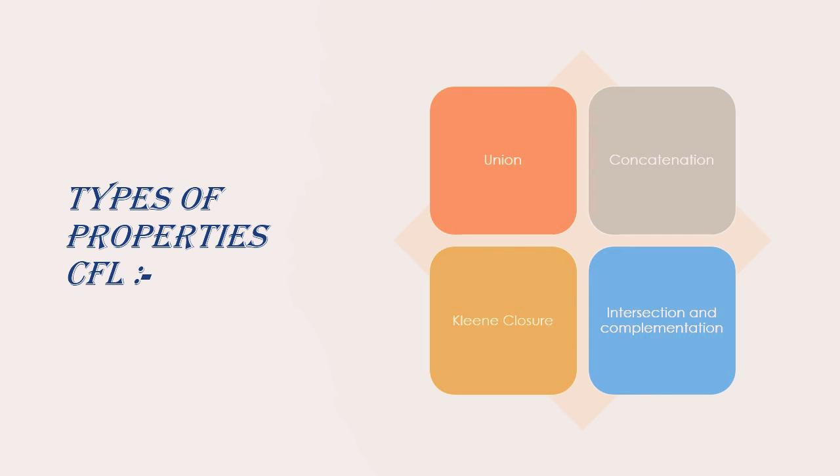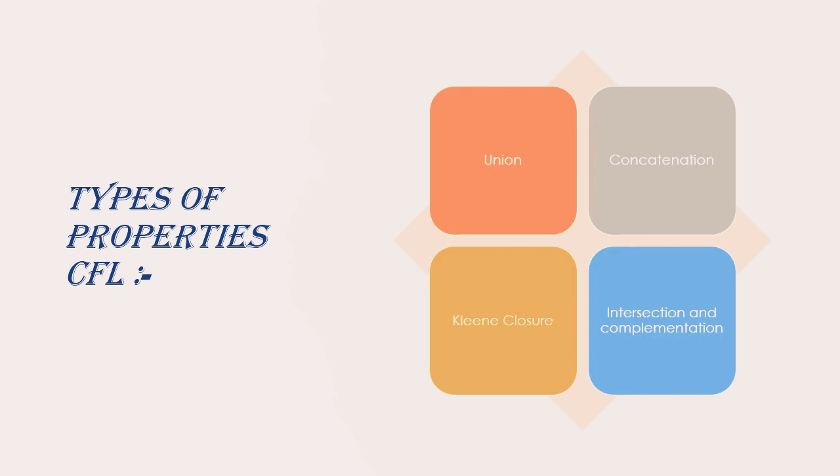under the CFL. Moving to the union, if L1 and L2 are two context-free languages, then L1 union L2 will also be a context-free language. And for concatenation, if L1 and L2 are two context-free languages, then L1 dot L2 will also be context-free. And Kleene closure: if L1 is context-free, its Kleene closure L1 star will also be context-free.